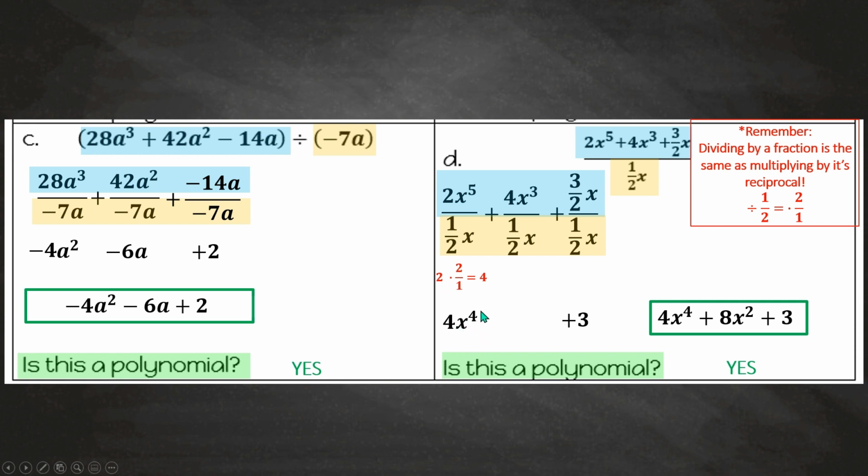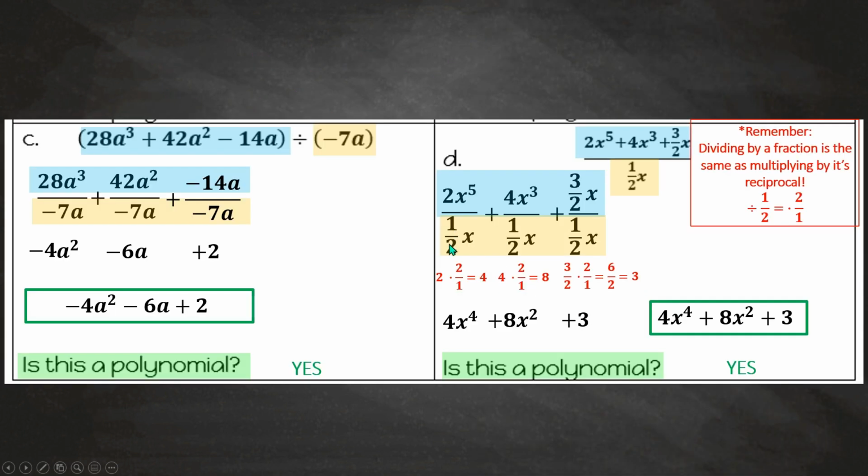Well, where did I get this x to the 4th? Because I still had to treat the variables the same. X to the power of 5 divided by x is 5 minus 1, so that's x to the power of 4. 4 divided by 1/2, again, is 4 multiplied by 2 over 1, so that's going to be equal to 8. And x to the power of 3 divided by x, I subtract 1 from 3, and I get 8x squared. And then 3 halves divided by 1/2, well, that's 3 halves multiplied by 2 over 1, which is equal to 6 over 2, which is equal to 3, so I get a positive 3.